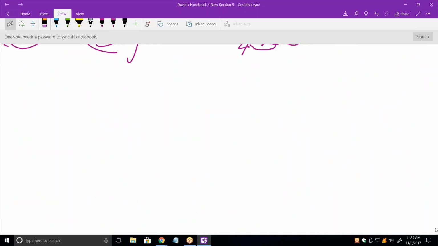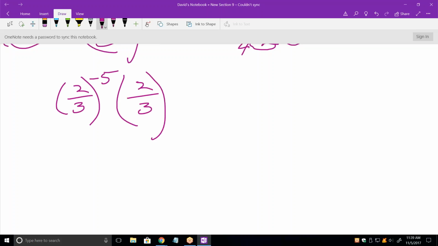All right. The next one is parentheses 2/3, and then close them, and then it's to the negative fifth power. Fifth? Yeah. And then we have a new parentheses with 2/3 in it, and then close them, and it's to the fourth for that one. Okay. That's it. Well, this is multiplication. It's also the same base, 2/3, 2/3.